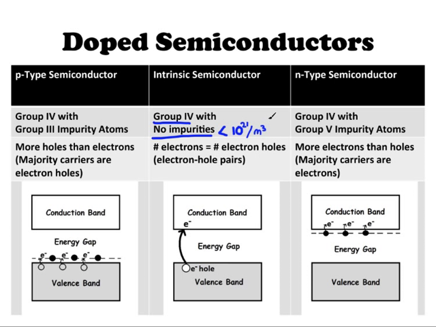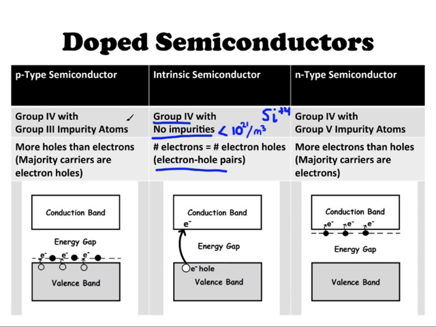A good example of an intrinsic semiconductor might be silicon. Intrinsic semiconductors have the same number of electrons as they do number of electron holes, otherwise known as electron hole pairs. These electron hole pairs are created when an electron jumps from the valence band to the empty conduction band through thermal energy. So by jumping the energy gap, the electron is leaving an electron hole here.